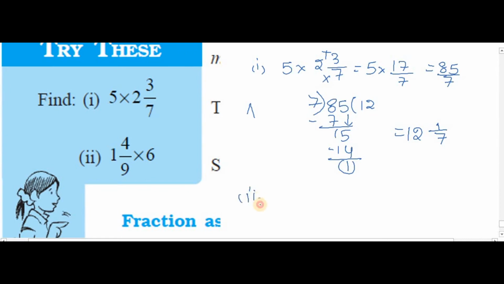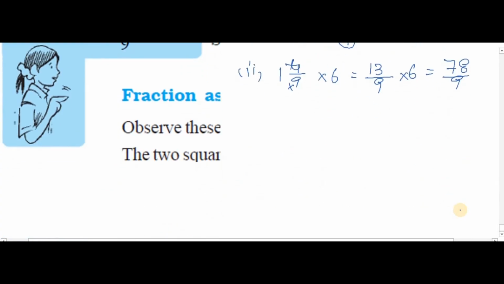Now in the same way, second question, 1 4 by 9 into 6. If the mixed fraction is either on the right side or the left side, the procedure is the same. There is no change in the procedure. 9 ones are 9 plus 4, 13 by 9 into 6. Now 13 sixes are 78 by 9. Now we'll just go for the division: 9 eights are 72, so 8 6 by 9.